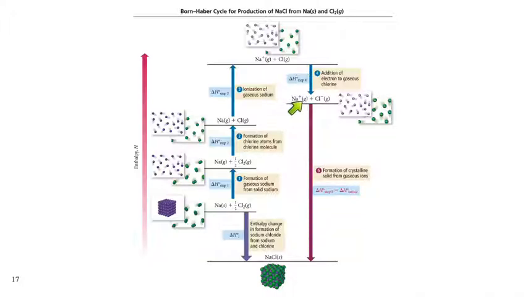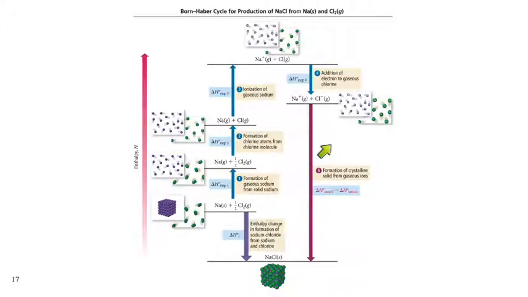Now we've got the sodium ion and the chloride ion. And when those two come together, they're both in the gas state. When those two come together and form the sodium chloride compound, it releases a great deal of energy. And this change in energy here is the lattice energy. It's the energy associated with the formation of a compound from the ions in the gas state.